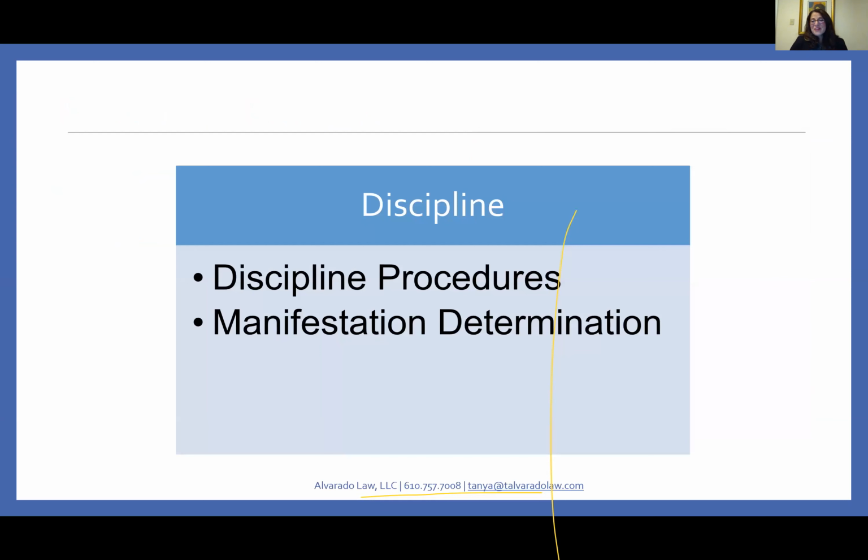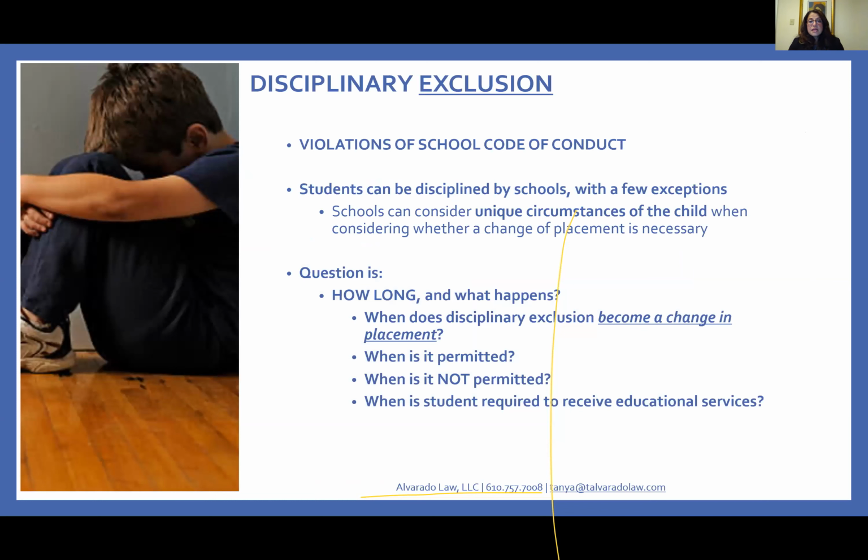Discipline. Okay. The procedural safeguards notice also has the disciplinary procedures and the manifestation determination procedures. And we're going to go through that with the slides. The procedural safeguards notice talks about disciplinary exclusions. That's when your child is excluded from education. So it applies to violations of the school code of conduct.